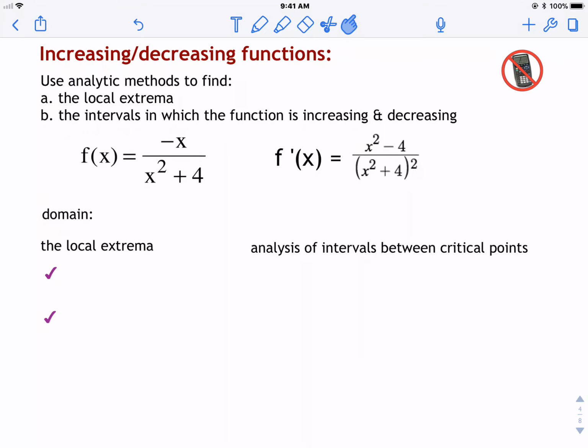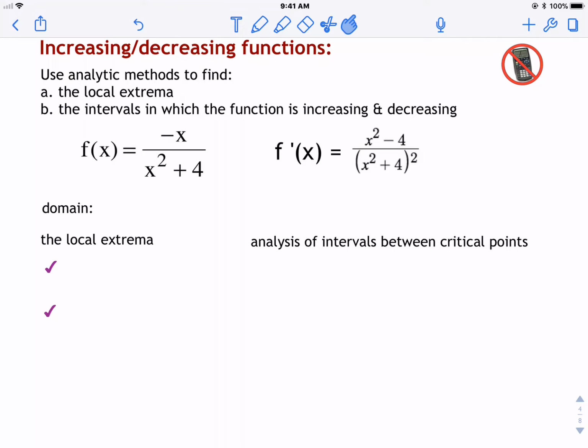So how they're going to put that into action is they're going to ask us to find where functions are increasing or decreasing, and again, not using graphic techniques, but using analytical ones, things we can defend and back up without saying we saw it on a graph. So they want us to find the local extrema, good practice for us, and they want us to find the intervals where it's increasing and decreasing, which will just be a small add-on to the situation.